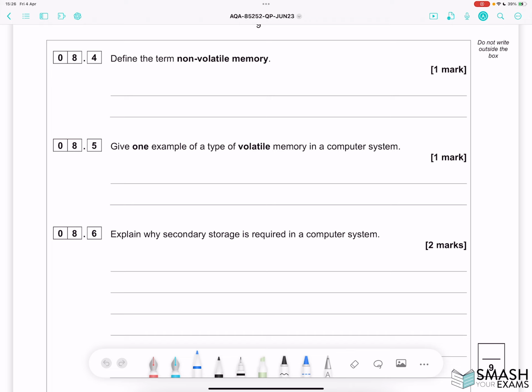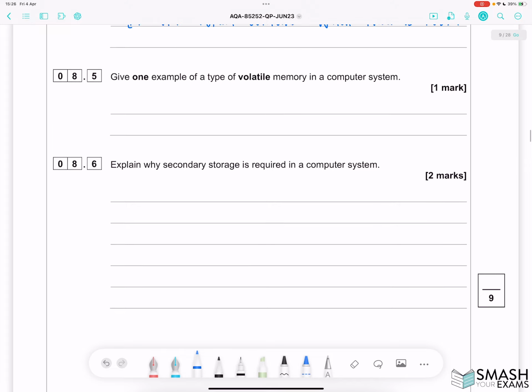So non-volatile memory means it will retain contents when power is lost. There we go.